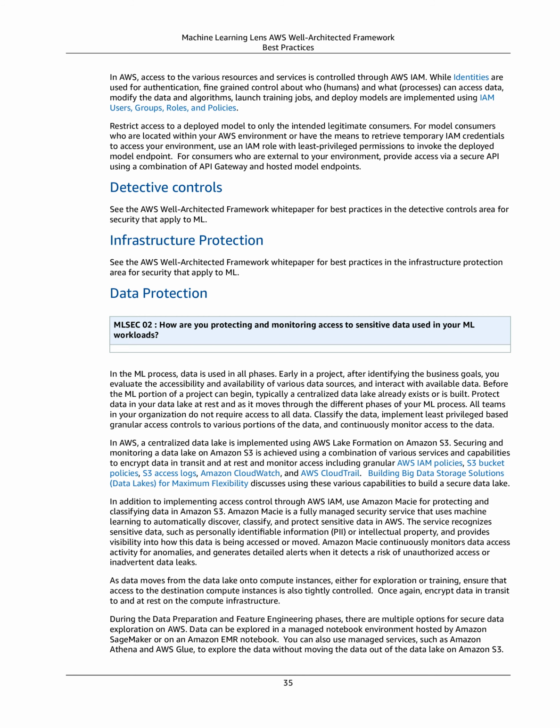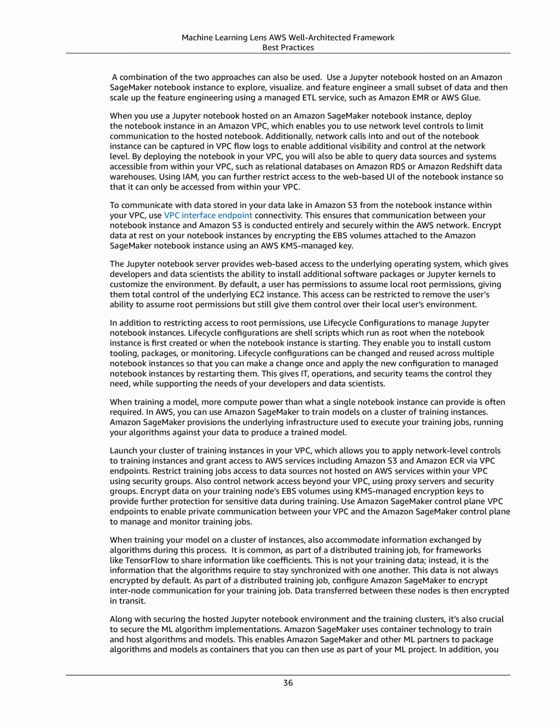You can also use managed services, such as Amazon Athena and AWS Glue, to explore the data without moving the data out of the data lake on Amazon S3. A combination of the two approaches can also be used. Use a Jupyter notebook hosted on an Amazon SageMaker notebook instance to explore, visualize, and feature engineer a small subset of data and then scale up the feature engineering using a managed ETL service, such as Amazon EMR or AWS Glue.